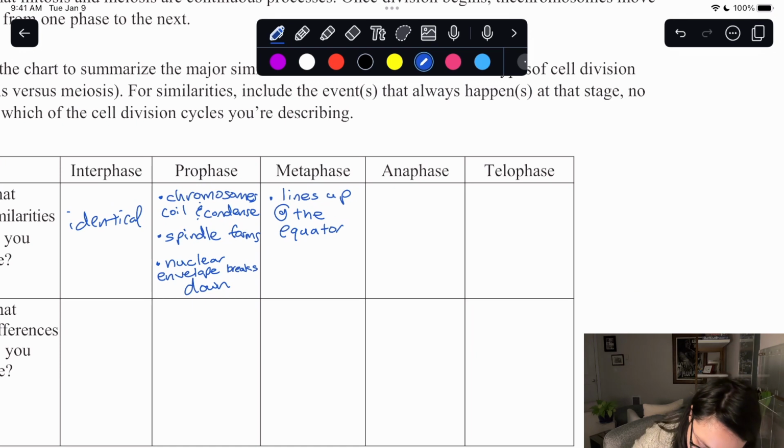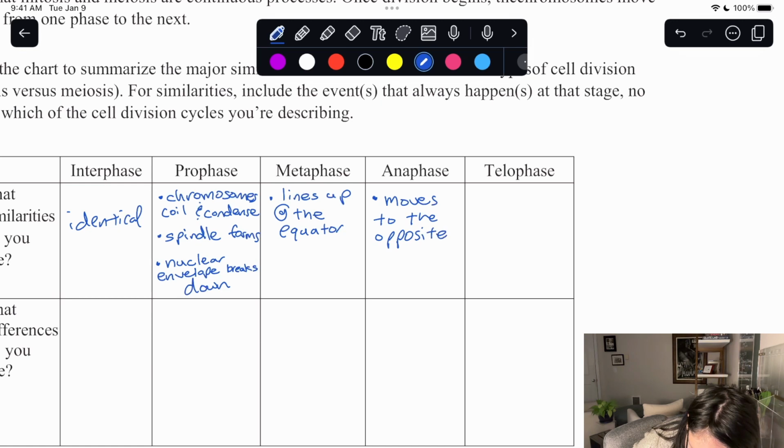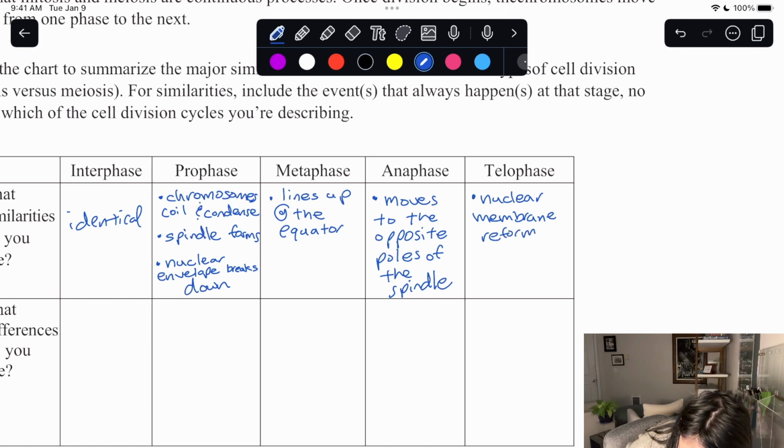Then in anaphase, something always moves to the opposite poles of the spindle. And in telophase, two things always happen: the nuclear membrane or envelope reforms, and the spindle breaks down.